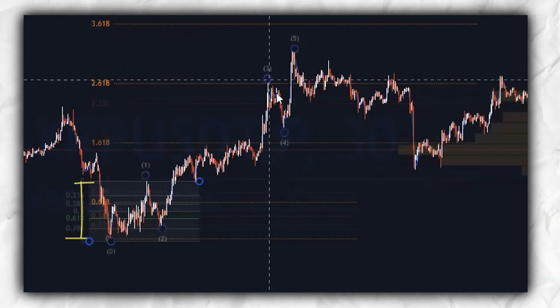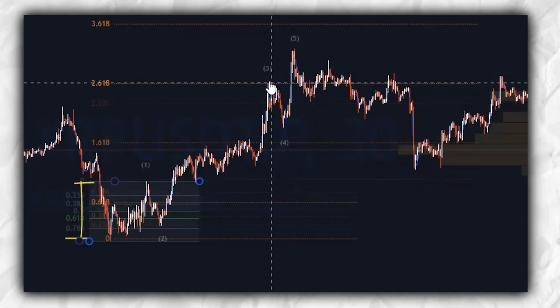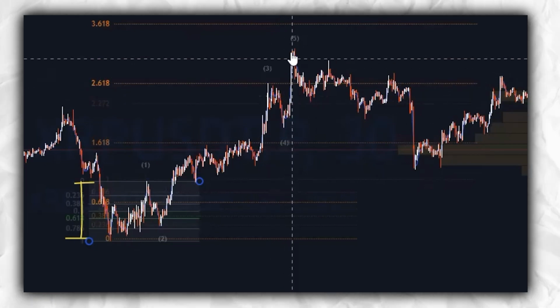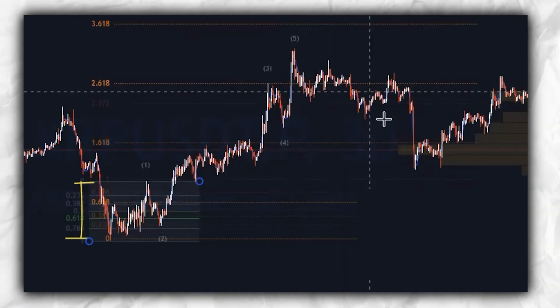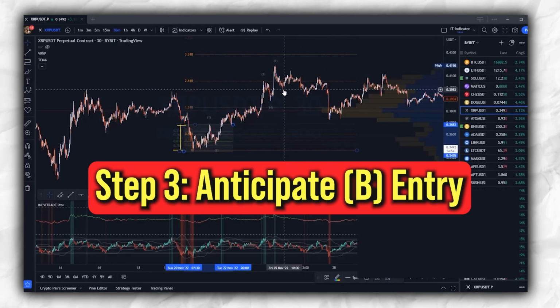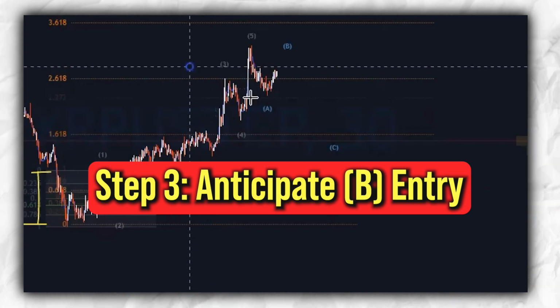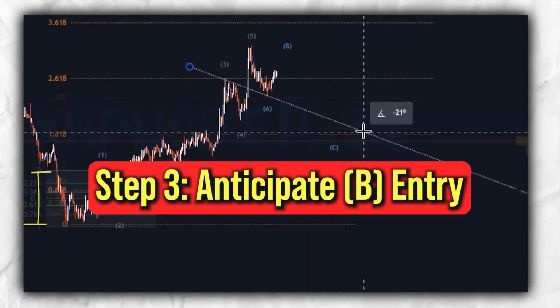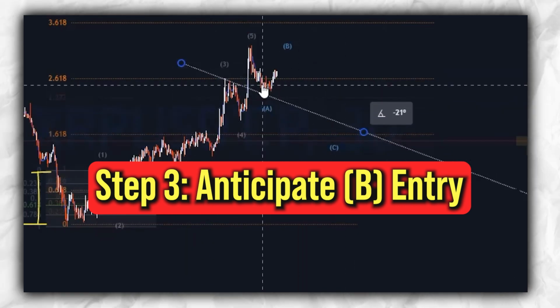261.8% range. We can observe that 3 and 4 reacted here, and then 5 came up, followed by a consolidation phase. Once we have confirmed that wave 5 is here and we get a pullback to this area, we can click a trend off of the high of 3 and down to the low of A. This will give me a channel of price action to follow.